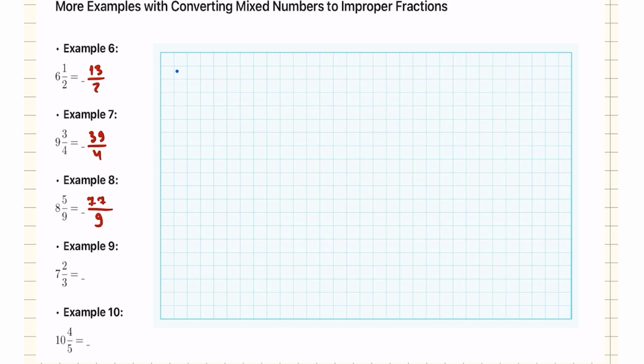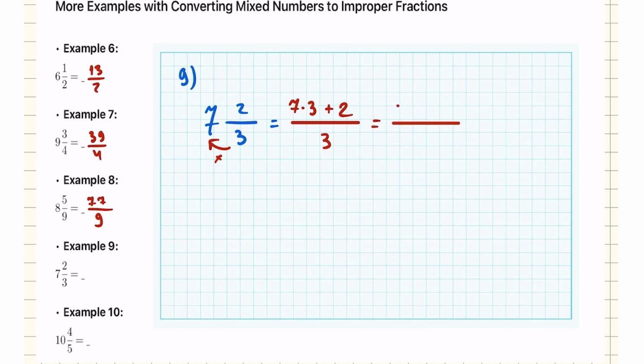Now number 9. We have 7 and 2 over 3. We need to multiply 7 and 3 and add the top part. 7 times 3 plus 2 over 3. Denominator stays the same. We now simplify. 21 plus 2 over 3, and this is equal to 23 over 3. That's the answer.